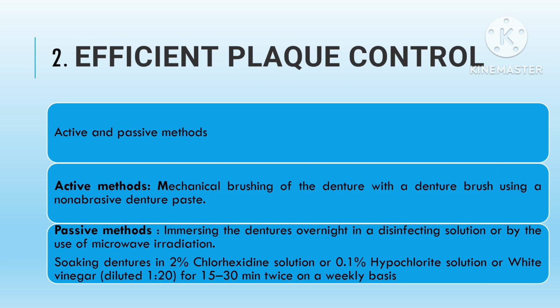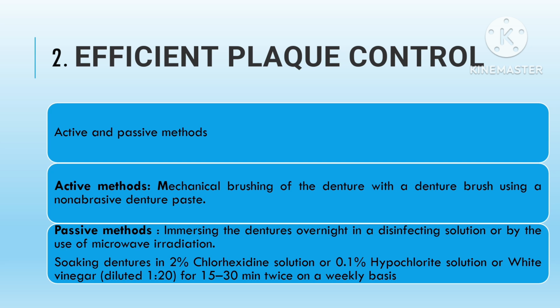The denture hygiene methods can be divided into two types. The first one is the active methods, and the second one is the passive methods. In the active methods, we use a mechanical brush to clean the denture using non-abrasive denture paste. It helps to remove the food debris and prevent dental plaque. In the passive method, we disinfect the denture using various disinfecting solutions or by microwave irradiation.